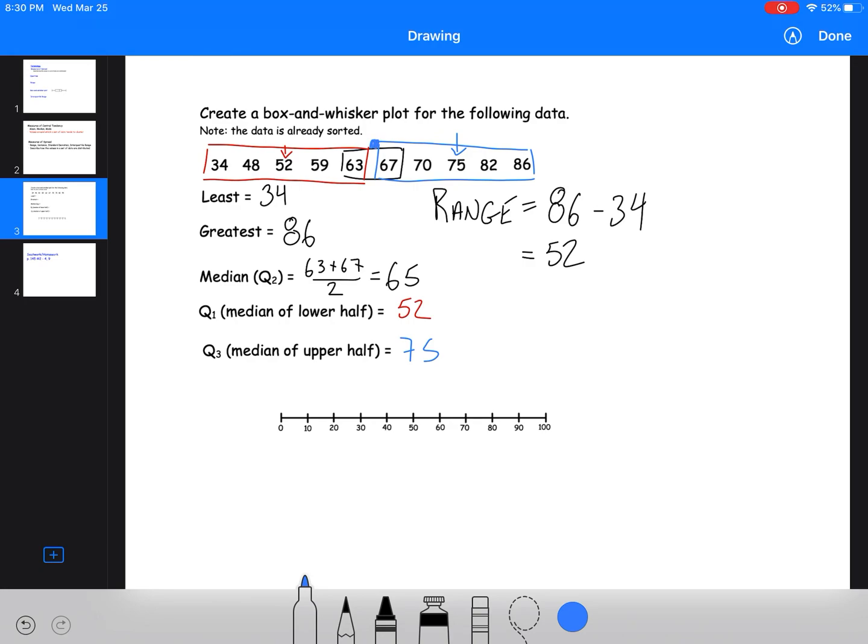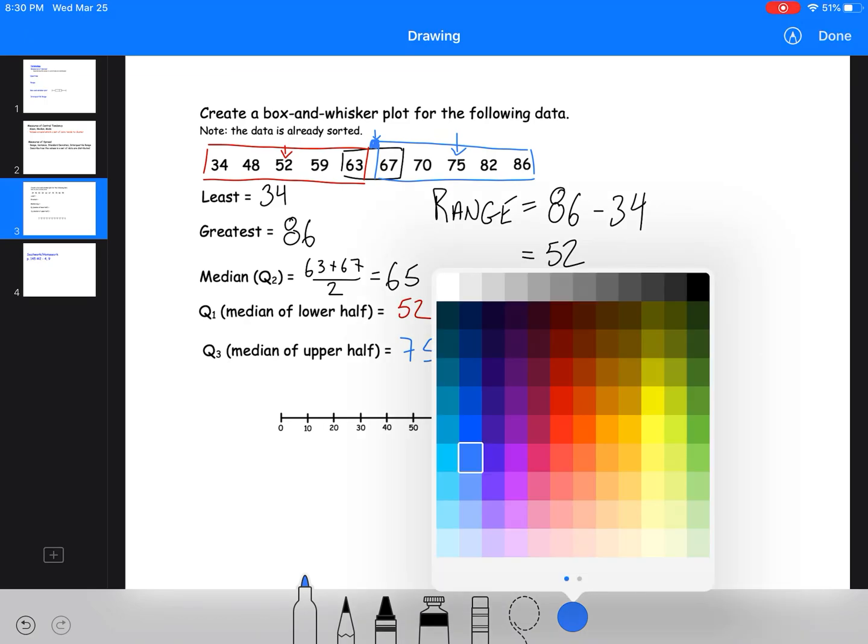If I had a median that were to fall right in here, I would do this in the exact same way. I wouldn't include that middle number. So no matter what, the Q1 and Q3 wouldn't change if I had 65 in the middle there. I would still be finding the bottom half and the top half, because you don't include the median in either the bottom or the top halves.